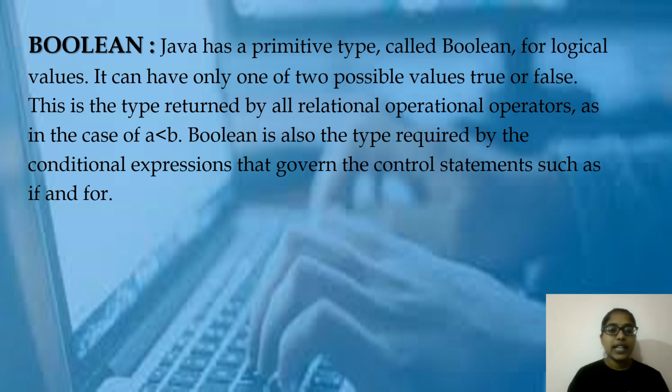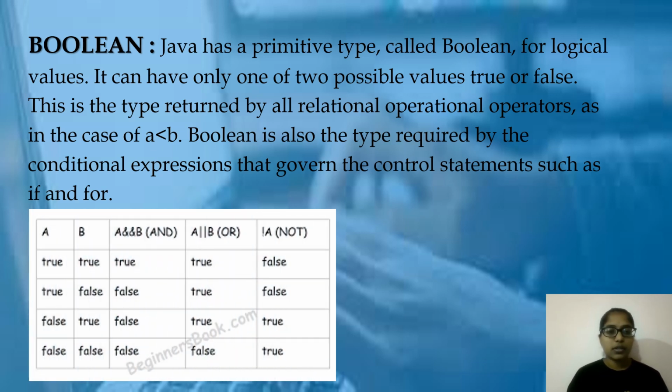Let's see boolean. Java has a primitive type called boolean for logical values. It can have only one of two possible values, true or false. This is the type returned by all relational operators, in cases such as a less than b. Boolean is also the type required by conditional expressions that govern control statements such as if and for. You can see the logical operations like and, or, and not.